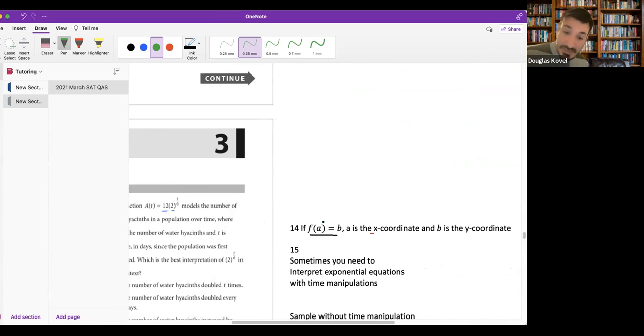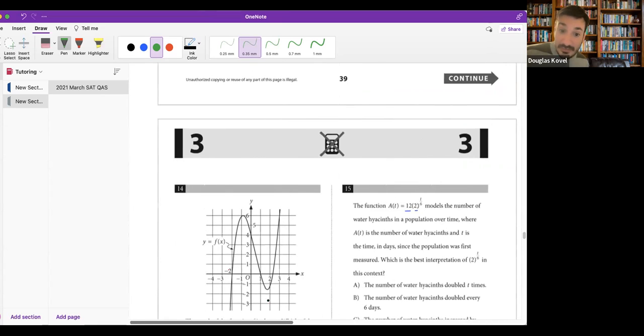So sometimes you'll be given x and asked to find y. Sometimes you'll be given y and asked to find x. It really depends on the way the question's worded. But a lot of students, when they get these wrong, it's because they do the question in reverse.